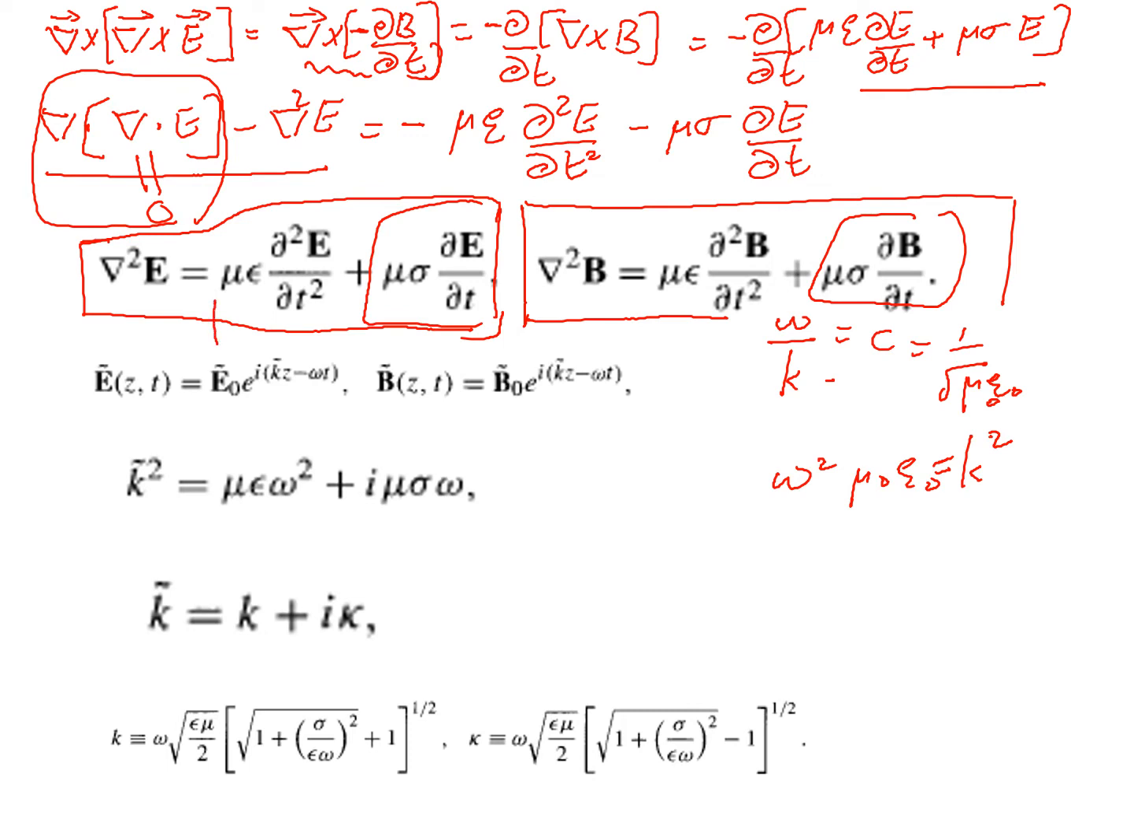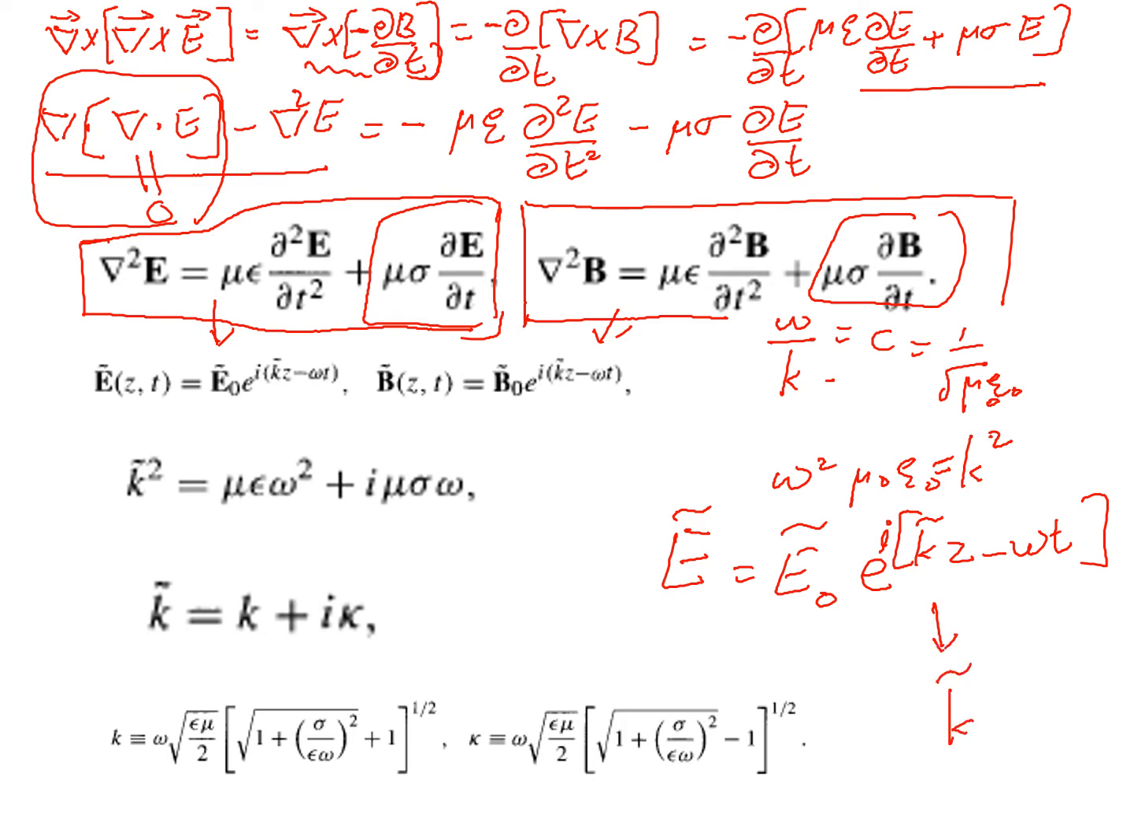And this admits plane wave solutions like E equal to E0 e to the power i(k z minus omega t). So I can write the solution as E complex equal to E0 exponential i(k complex z minus omega t). Here the difference from the free space equation is that the wave number is a complex number.